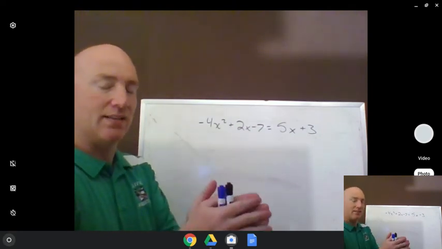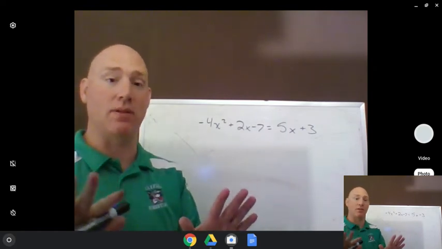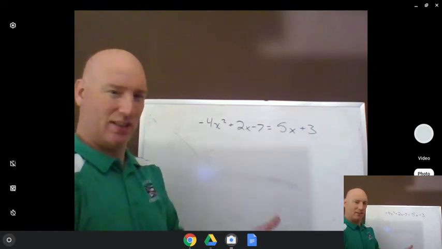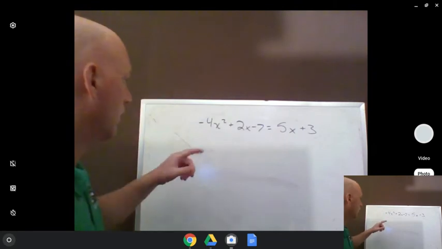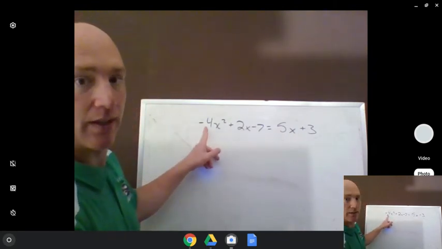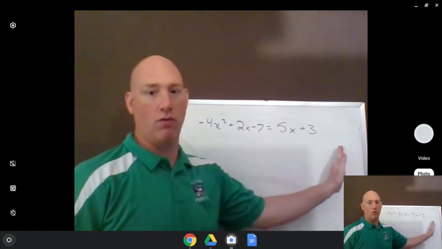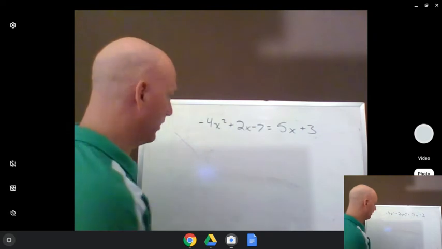The key is keeping the x squared positive. It doesn't have to be. It does not have to be. You can have a negative x squared, but it's always easier to deal with your a as positive. So when I look at this, okay, my x squared's over here. Well, if I want this to be positive, I'm going to bring everything over to that side, okay?